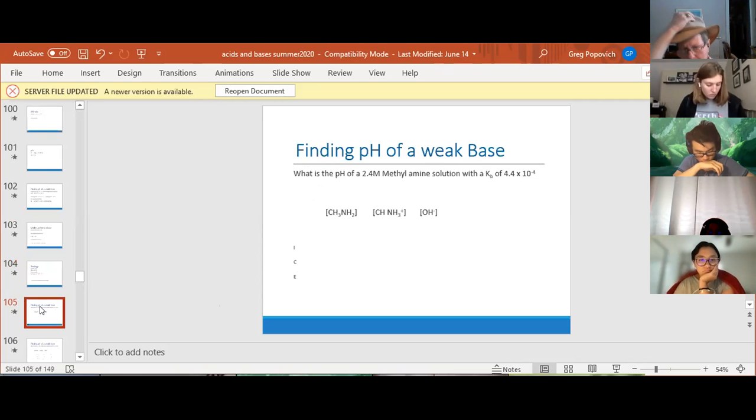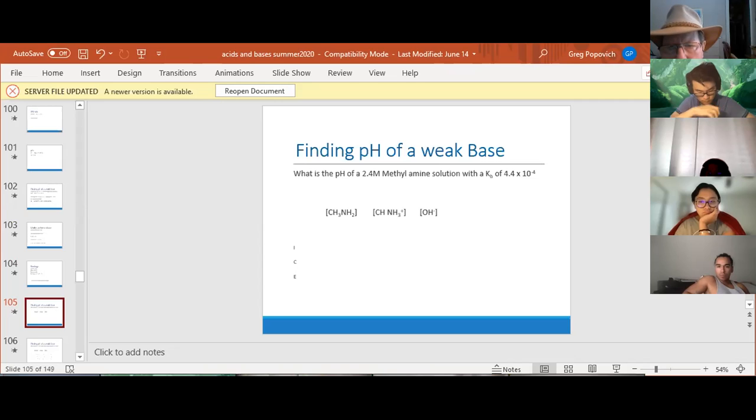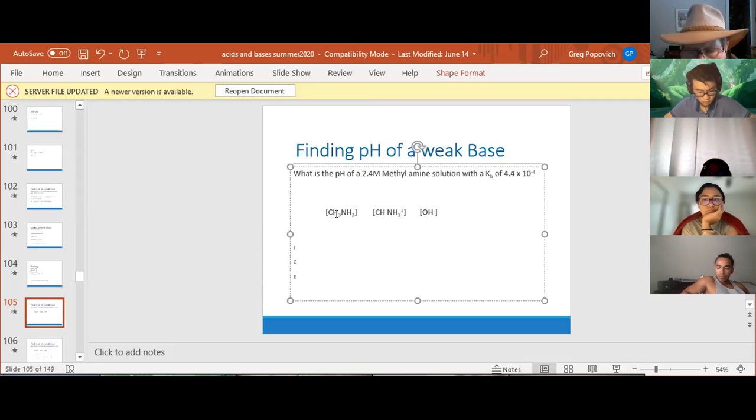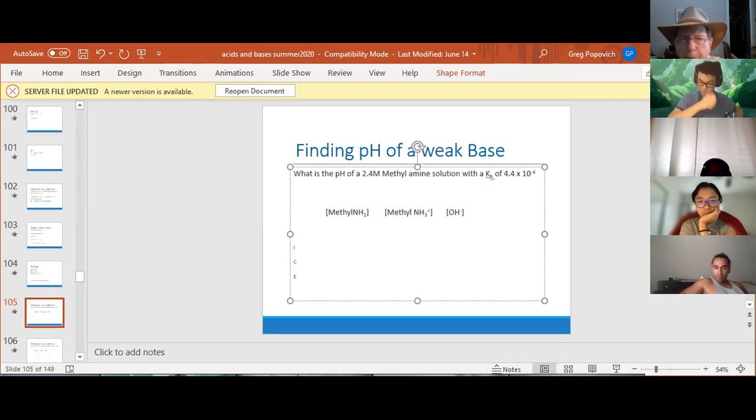Setting up my ICE diagram. Okay, Sachari. Sachari, you out there? Yes, I am. Okay, I'm setting up my ICE diagram. Do I know what my methylamine is? Yes. Okay. Where am I going to put it in this? Let me change this a bit so you may understand it a little better. Where am I going to put the 2.4?